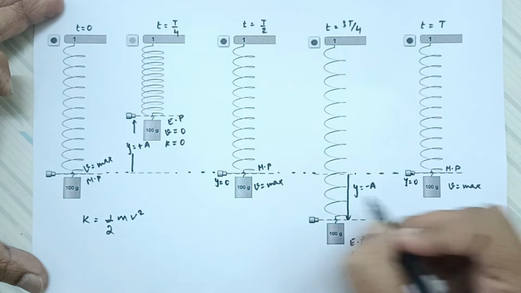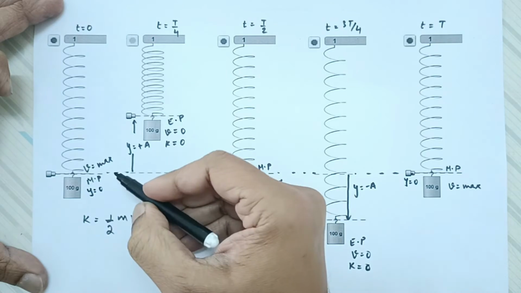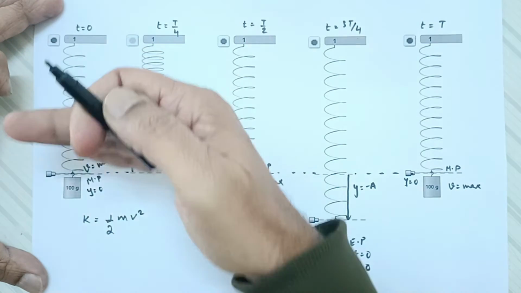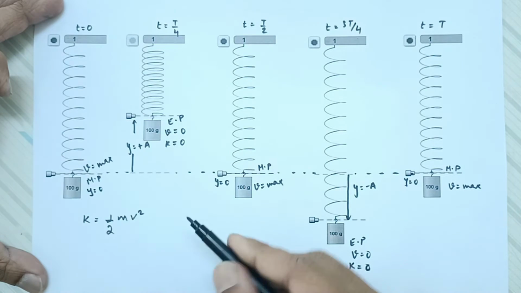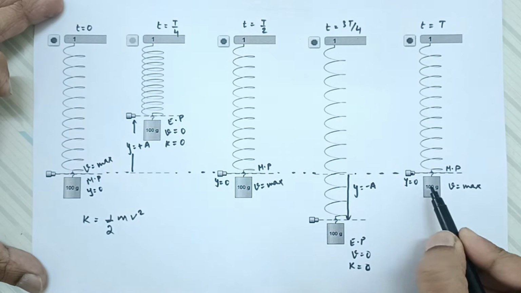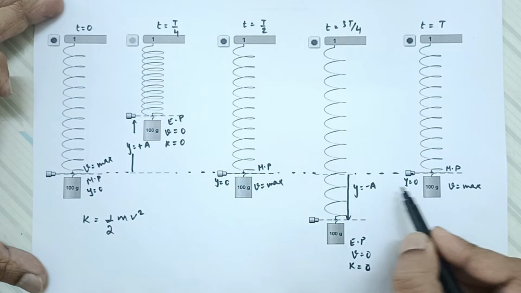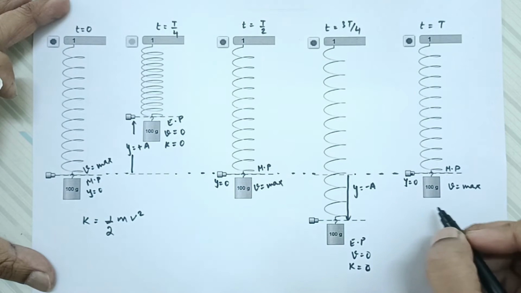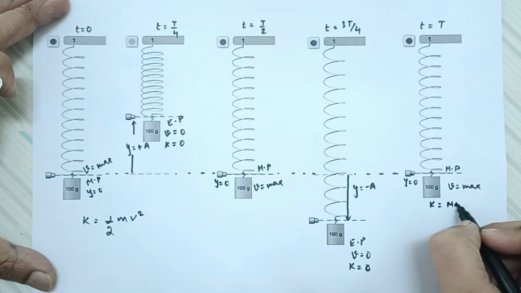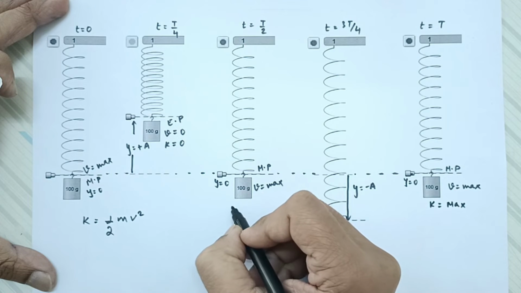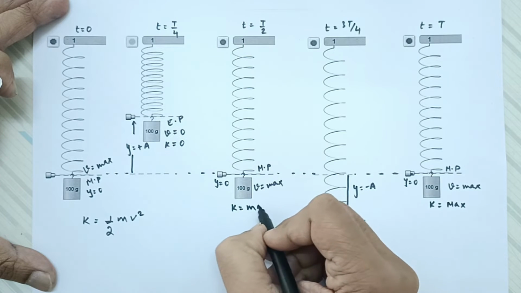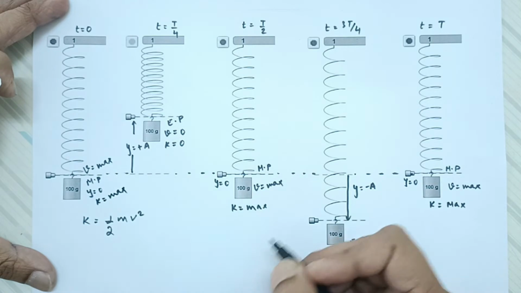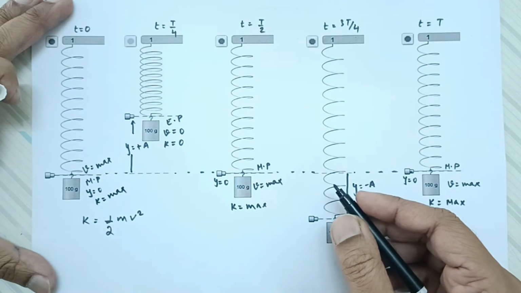Now, what is the value of displacement here? y is 0, 0 and 0, because wherever the object is at mean position, the displacement is measured from the mean position. So the particle at mean position has displacement 0. So here and here, displacement is 0 as well as the velocities are maximum. So kinetic energy is maximum. Kinetic energy is maximum, and again over here, kinetic energy is maximum. How much is that value? We will see in another paper.